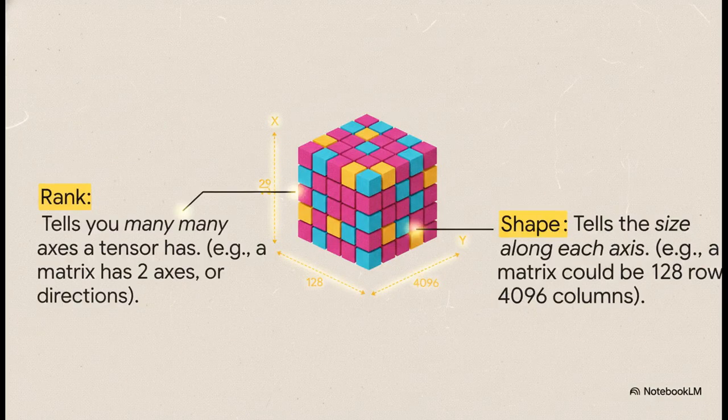And to really wrap your head around a tensor, you only need to know two things about it: rank and shape. Rank is just how many dimensions does it have. A line has one, a flat piece of paper has two. Simple. Shape is just how big it is in each of those dimensions. That's it. It's that simple framework that allows the model to organize this entire vast universe of meaning.